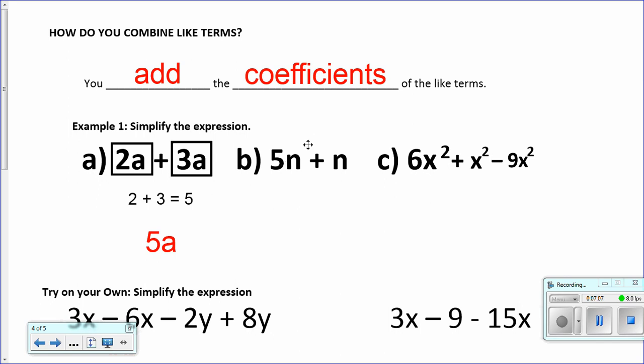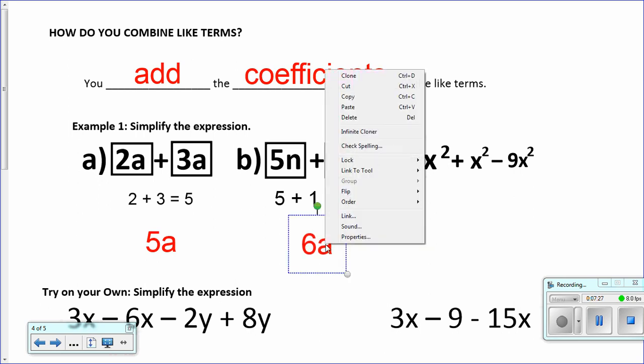B, we have 5n plus 1n. That's an invisible 1 there. So they are like terms because they both have the same n. So we go ahead and add the coefficient 5 and this invisible 1. So we get 6 as our new coefficient. So we get 6n.